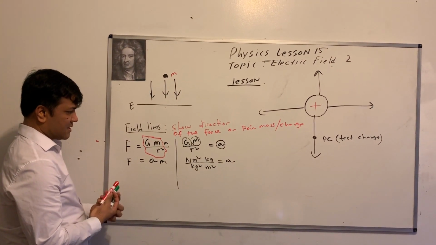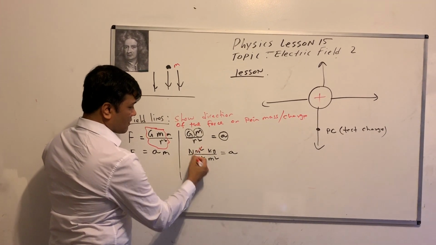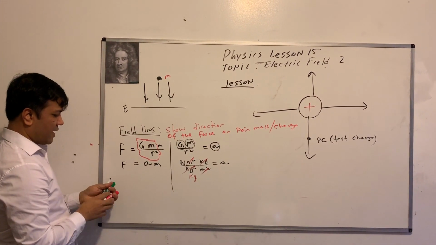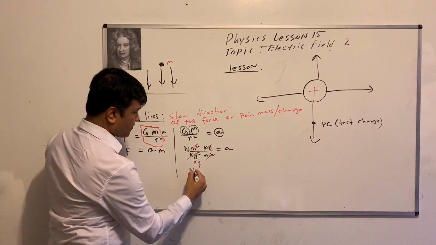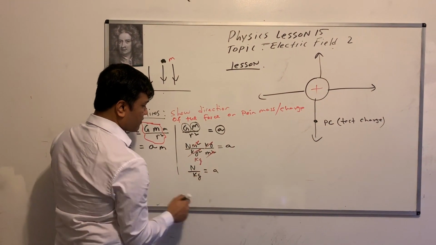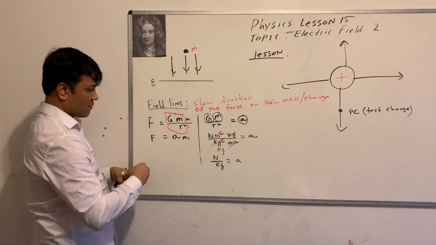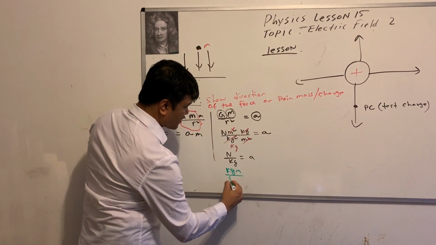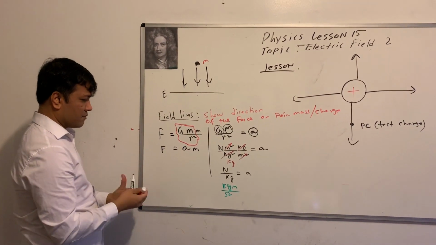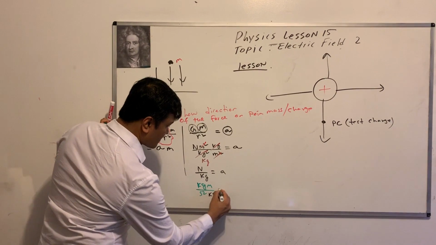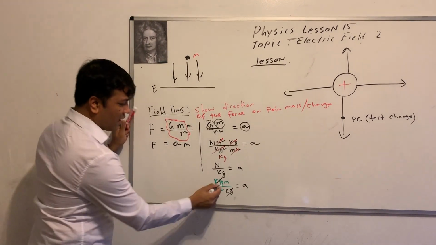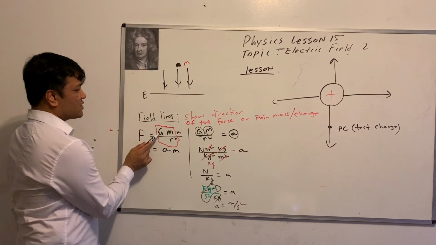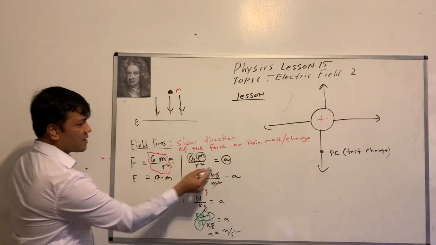Now let's cancel them. Meter squared cancels. Kg goes to kg just once. So what do you have over here? Newton over kilogram is equal to A. What is Newton, by the way? Newton is kilogram meter per second square, and downstairs you have kilogram. Kilogram cancels. Voila! Acceleration is meter per second square. So Gm over r squared is acceleration.